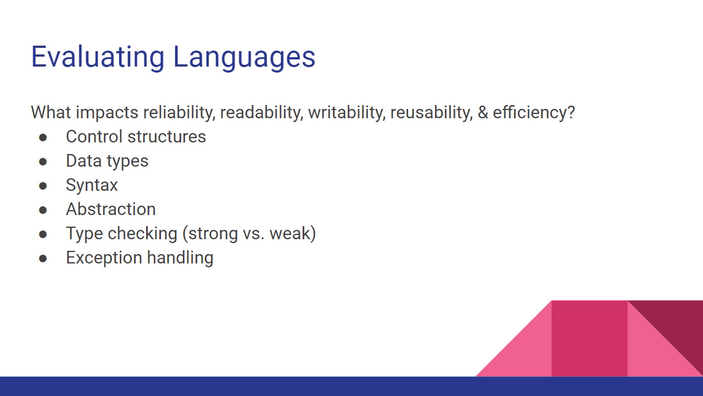Also, support for abstraction can certainly improve reusability and in some cases the readability and writability as well. Type checking can definitely impact reliability and it also can affect writability when you talk about strong versus weakly typed languages, which we'll talk about later in this video. And then exception handling improves reliability because it gives you a language construct to handle unexpected situations. And of course, there's other things that can impact these, but these are some of the most important and the ones that we'll be talking about in this course.